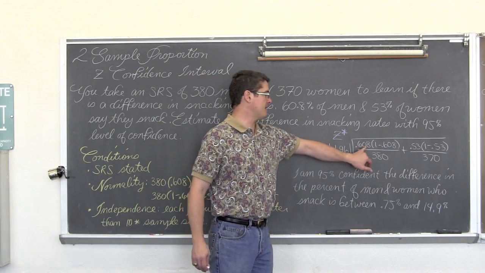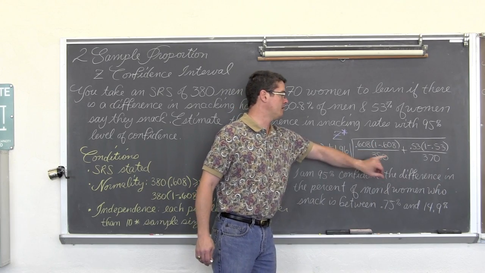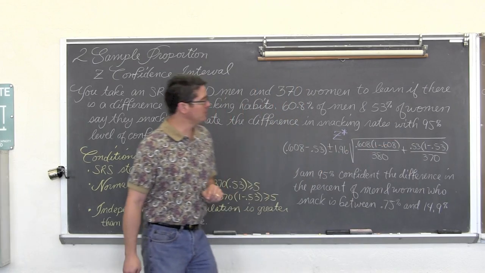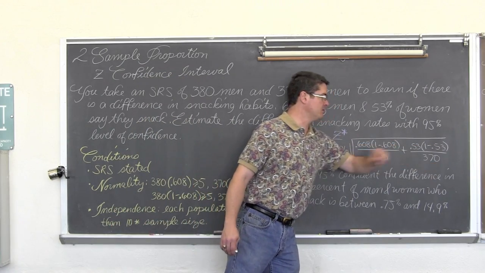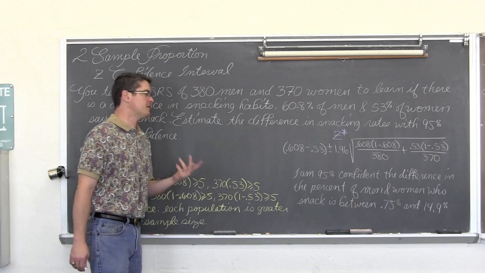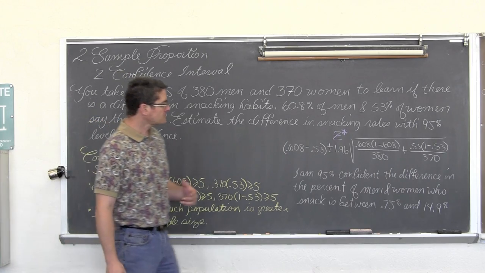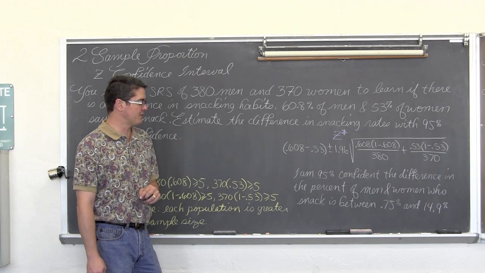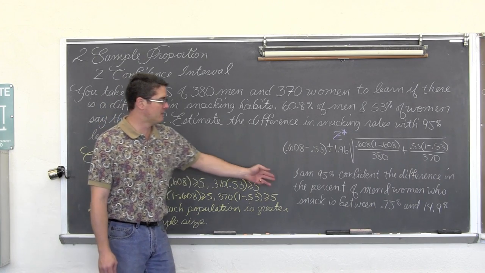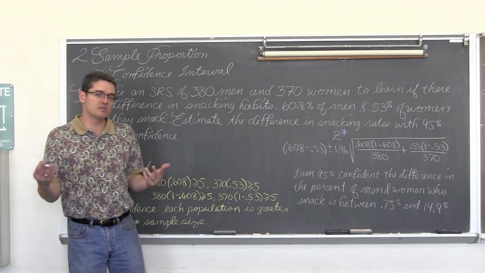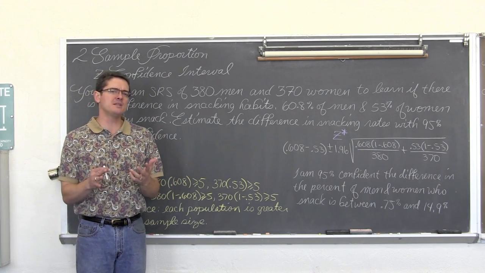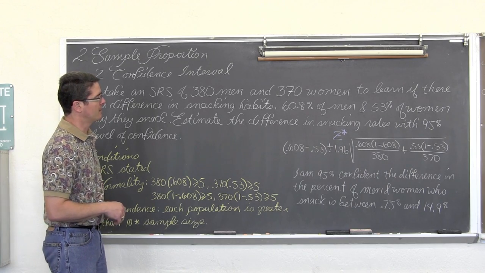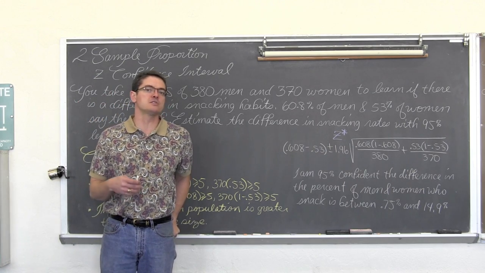So p-hat sub 1 times 1 minus p-hat sub 1 over n sub 1 plus p-hat sub 2 times 1 minus p-hat sub 2 over n sub 2. And when you get that typed into your calculator properly, do one for plus and one for minus, then you'll say I am 95% confident the difference in the percent of men and women who snack, obviously in between meals, is somewhere between 0.75% and 14.9%.